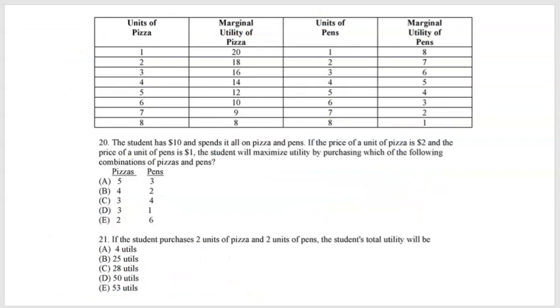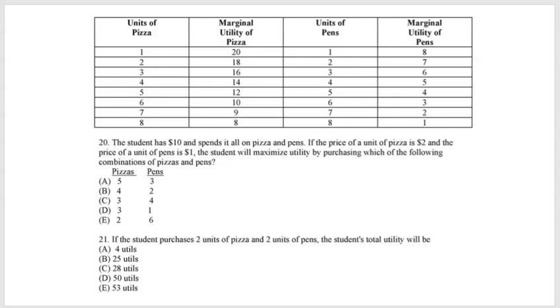So this one was slightly tricky. Here, we know it already gives us the marginal utility of both pizza and pens. So we don't need to look at the total utility and calculate marginal utility, because it already gives it to us. And so for number 20, it's asking us what is the ideal combination of pizzas and pens? Well, remember, we can't just look at the marginal utility. We can't just say that the student is going to buy pizza first and then pizza again, because we're comparing two different goods to each other.